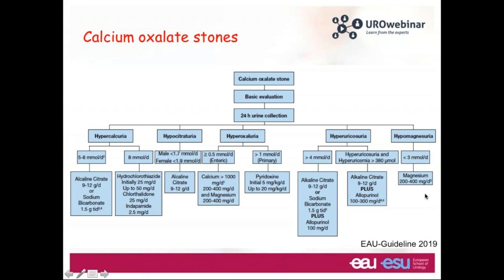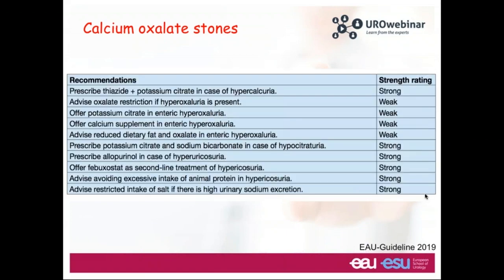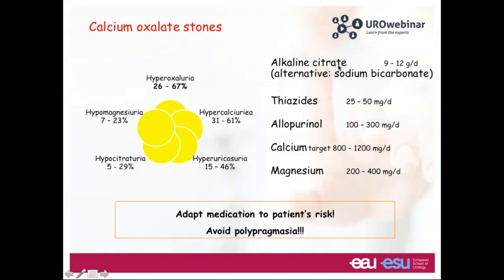What is the level of evidence that we have? As I said at the beginning of my talk, we have randomized controlled trials and a high level of evidence. So most of the recommendations that we give are strong recommendations. So what, in summary, are the medications that we need to remember regarding calcium oxalate stones? Alkaline citrate, thiazides, allopurinol, calcium, and magnesium. Not a lot, as I would say.